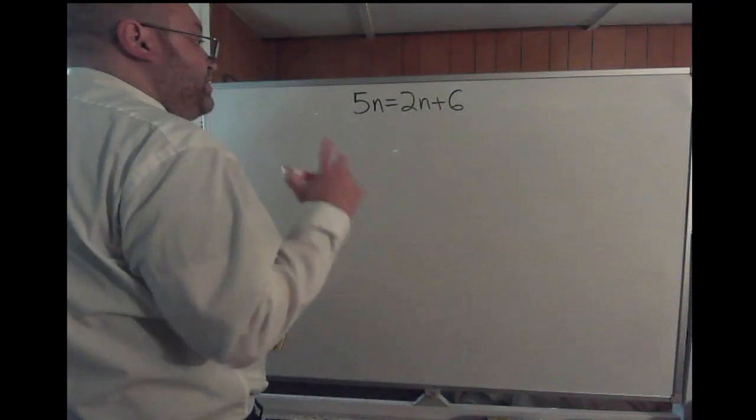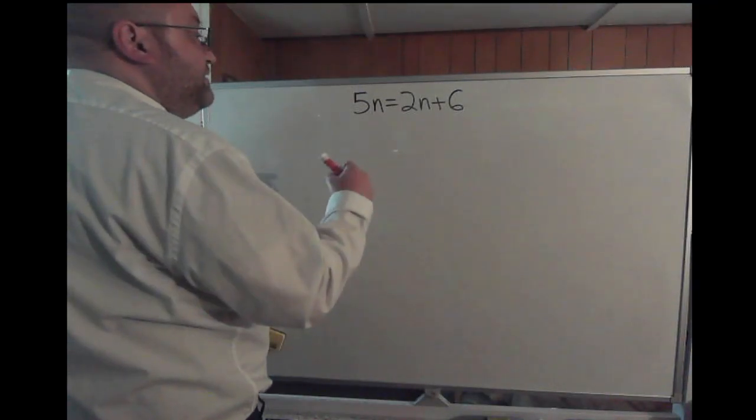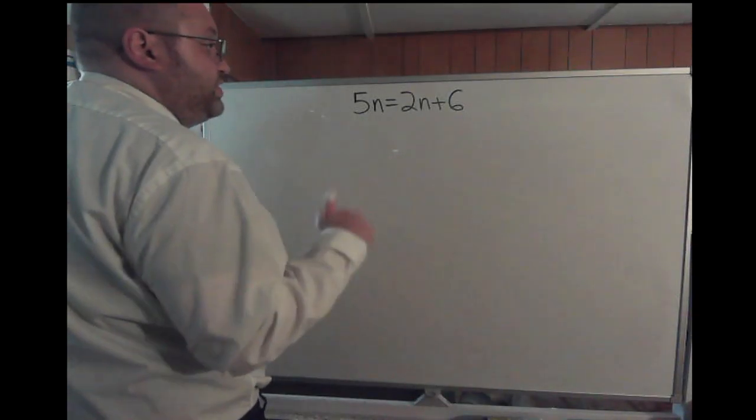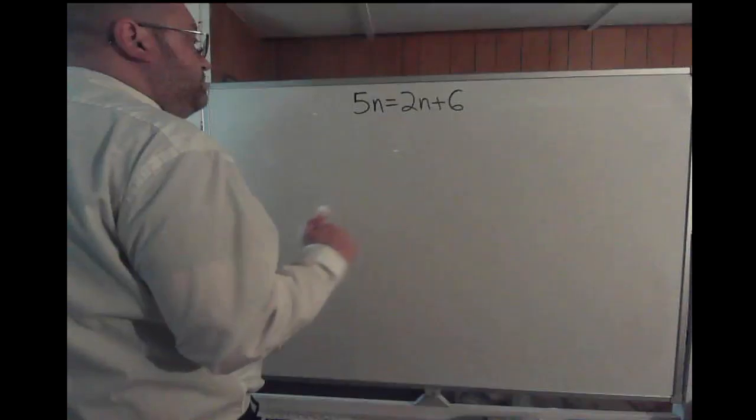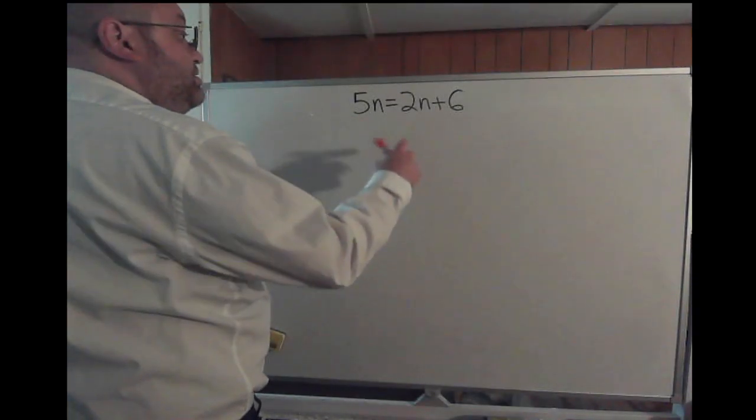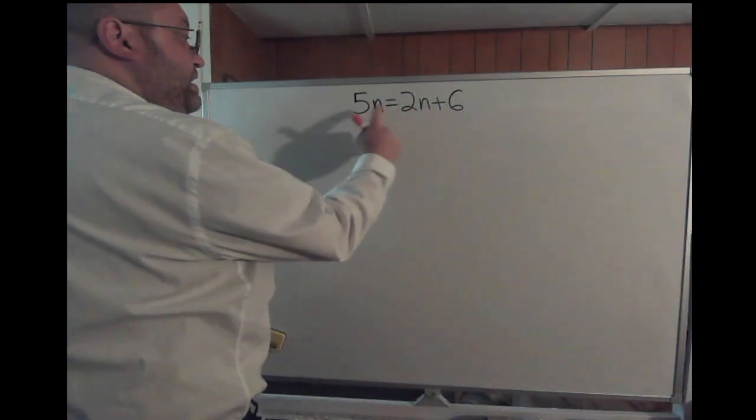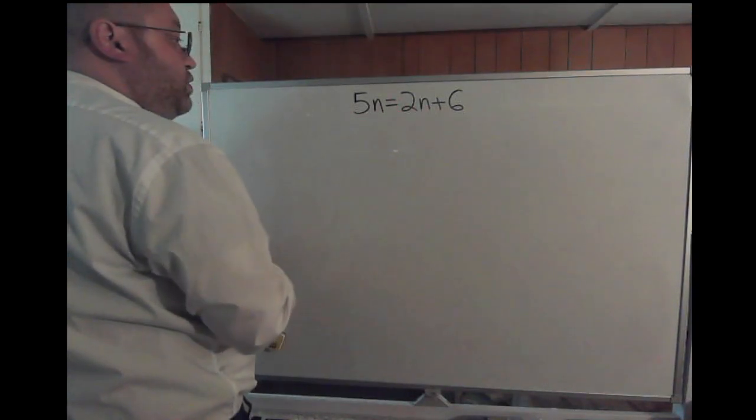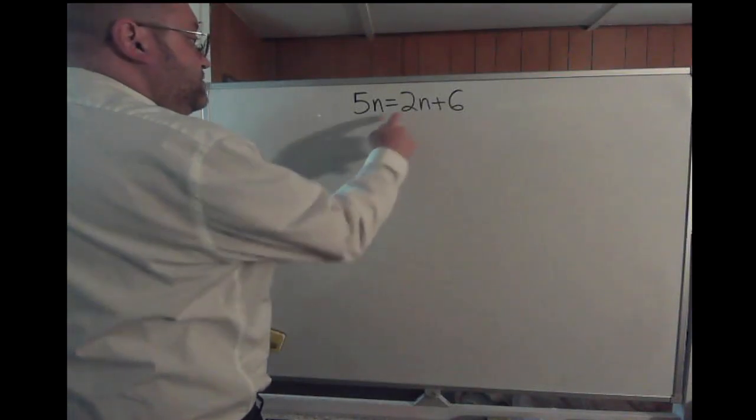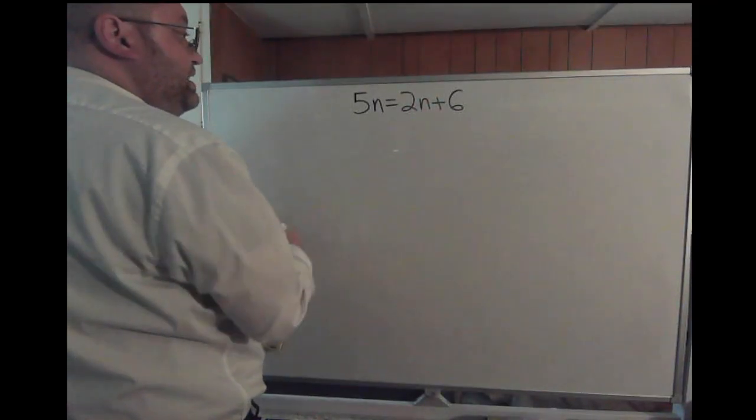Well, whenever you have the variable on both sides of the equation, the goal is, of course, to eliminate the variable from one side: get the variable on one side of the equation, and the number on the other. You could do it any way you like, but personally, what I recommend to make it easier is get rid of the variable from the right hand side, make sure it's only on the left. So we have 5n equals 2n plus 6. We want to get rid of the variable from the right hand side.